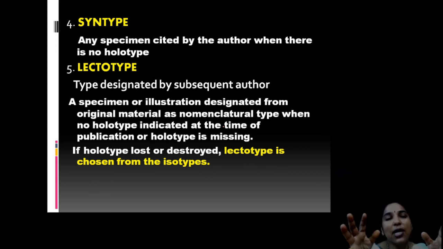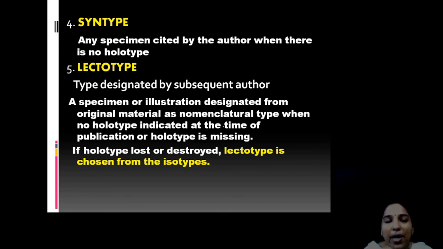So, when a lectotype is produced, when the holotype is not available, that time another type is taken as holotype, that is known as lectotype. Okay. So, if a holotype is lost or destroyed, lectotype is chosen from isotype. Okay. I hope you understood well.